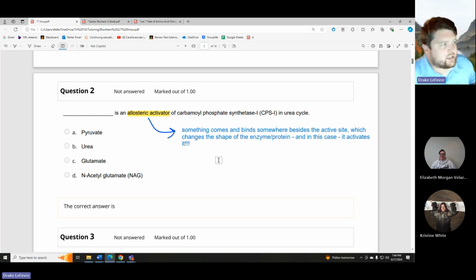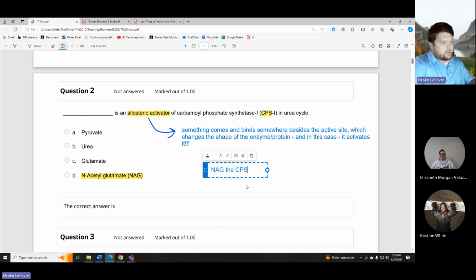The way that I always remember this is the carbamoyl phosphate synthetase 1, the CPS. Kind of a stupid way of remembering it. The CPS, a lot of times they deal with complaints, they deal with nagging. So the N-acetyl glutamate, that's going to be the name of one of our allosteric activators that deals with it. So you nag the CPS. Nag the CPS. Boom.